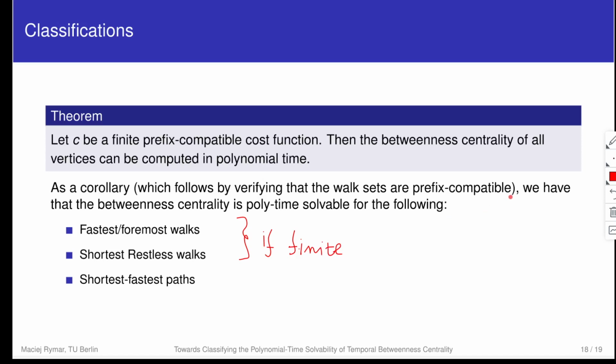And another point worth mentioning is that, just like we've mentioned, all known, at least to us, optimality concepts which yield polynomial time solvable betweenness centrality measure come from such prefix-compatible cost functions. So in principle, we could have re-derived all the previously known polynomial time solvability results. So this theorem seems to be reasonably general.